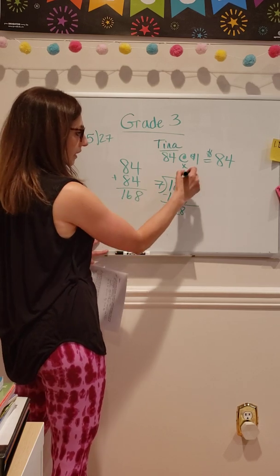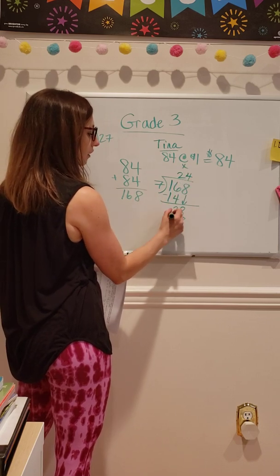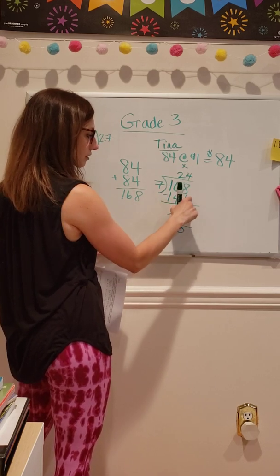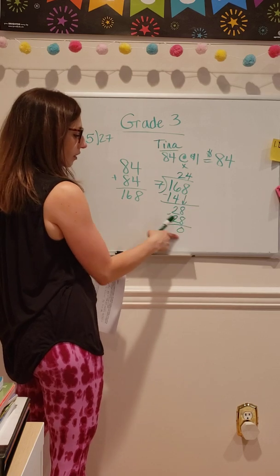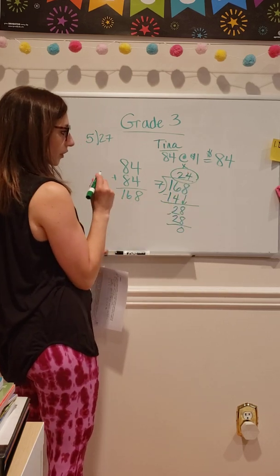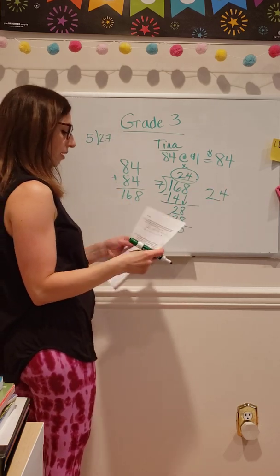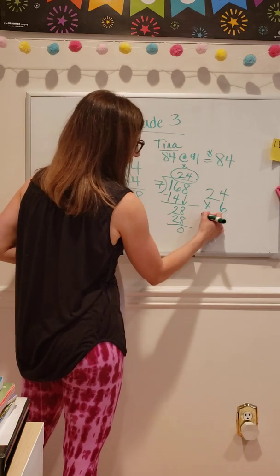7 goes into 28 4 times. 7 times 4 is 28. So I know I've used all my numbers. And I ended up with a 0. I don't have any remainders. So I'm done dividing. My answer is 24. They sell the 24 packages, it says in the problem, for $6 each.